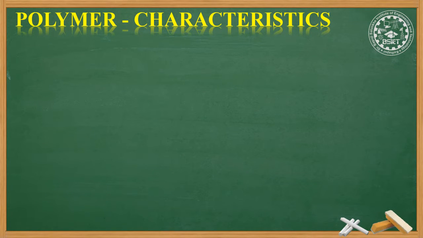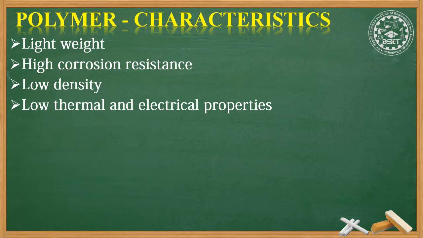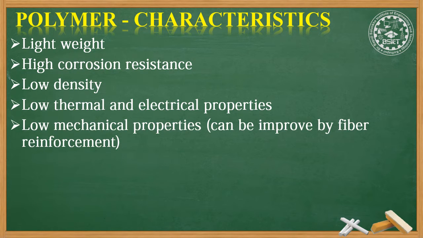Now, what are the different characteristics of these polymers? Number one, they are light in weight. Then they have high corrosion resistance. They have low density. The thermal and chemical properties are low in case of polymers. Then they also have low mechanical properties, and to improve these mechanical properties, sometimes they are reinforced by fibers. Fiber reinforcement करून त्याची आपण ताकद वाढवू शकतो, strength वाढवू शकतो. Because actually the polymers are low in mechanical properties.